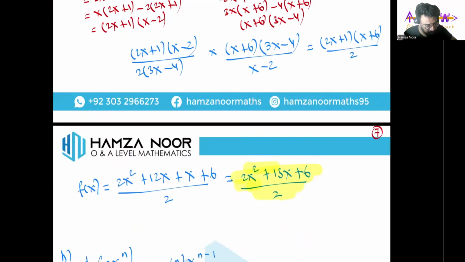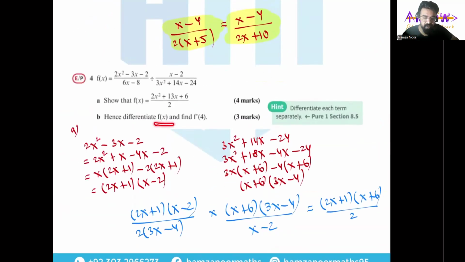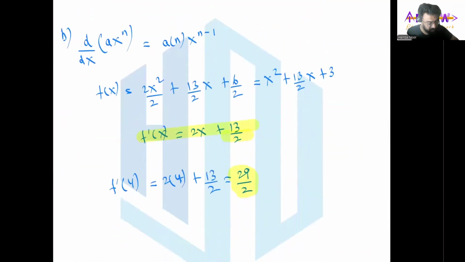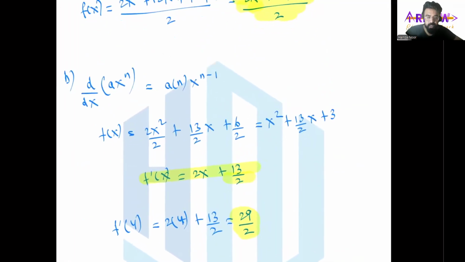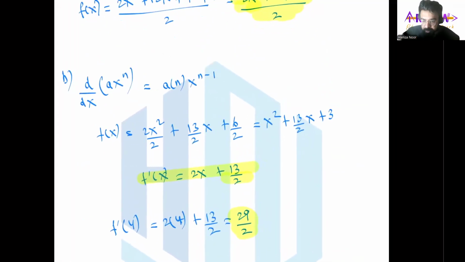So the first requirement in part B was to differentiate f of x. And now we want to find f dash 4, meaning we need to find the value of the f prime x function at x equals 4. Okay, meaning we need to find the gradient of the curve at x equals 4. So f dash 4 will be 2 multiplied by 4 plus 13 over 2. So this is 29 over 2. The value of f dash 4 is equal to 29 over 2. This is supposed to be your answer.